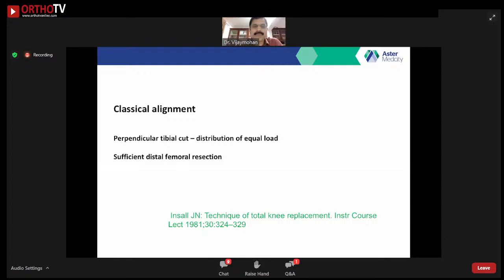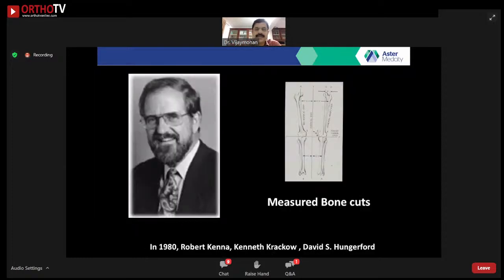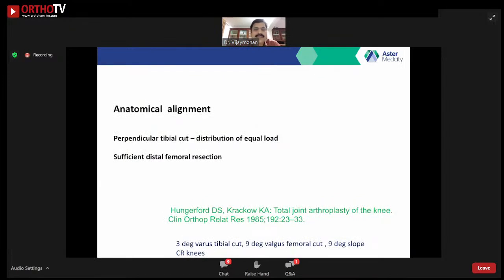But you should remember that this happened in 1970. You had only one size of tibia, a monoblock tibia, and two sizes of femur, no left and right, and no proper instrumentation. So a lot of surgeons found it difficult to understand this principle and reproduce proper alignment, I'm guessing. Ten years down the line, David Hungerford and Krakow came with a new description of measured bone cuts, which they made very simple. It's called anatomical alignment, but the basic principles were again the same: make a perpendicular tibial cut for equal load distribution and a sufficient distal femoral resection. This remains the same, but they designed the 3-degree varus tibial cut, a 9-degree valgus femoral cut, 9-degree slope in CR knees, and so many things already dealt with in the previous topics.